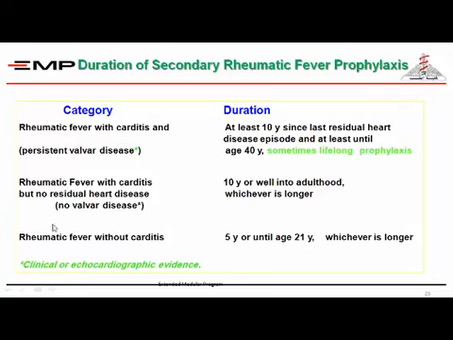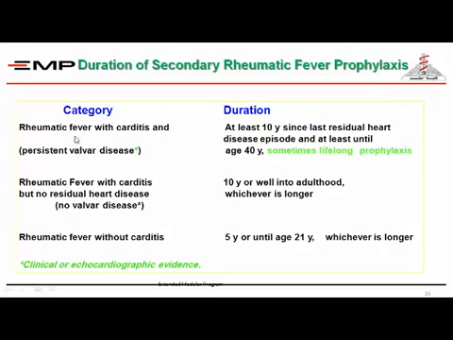If the patient developed rheumatic fever with carditis but no evidence of residual heart disease, I mean, we have proven that he had carditis, but it resolved completely without any residual heart disease, he will take prophylaxis into adulthood. Some people say until 25 years or 40 years, or at least 10 years after his attack, whichever is longer.